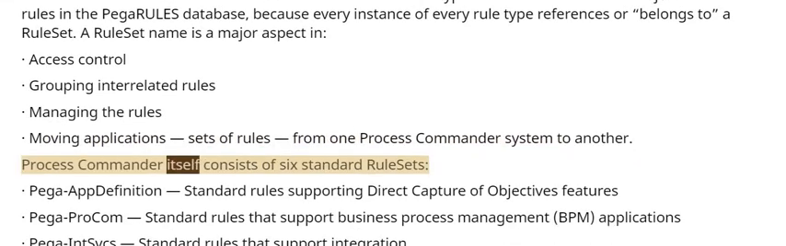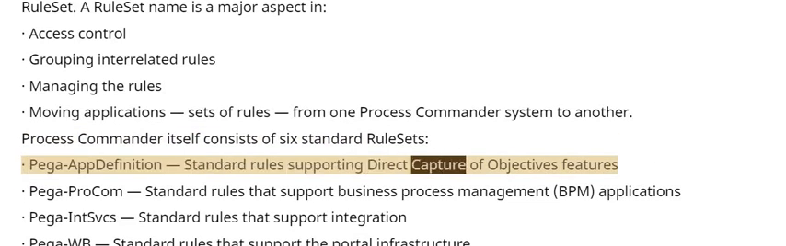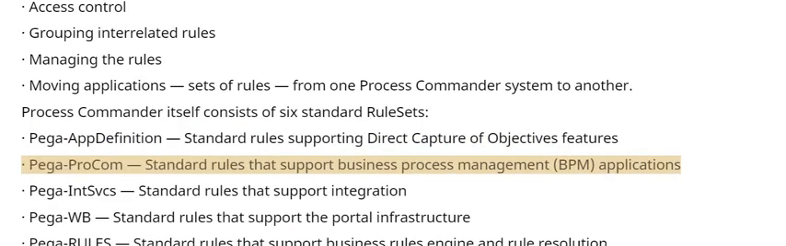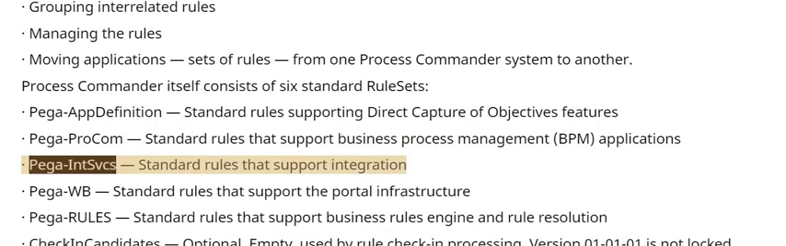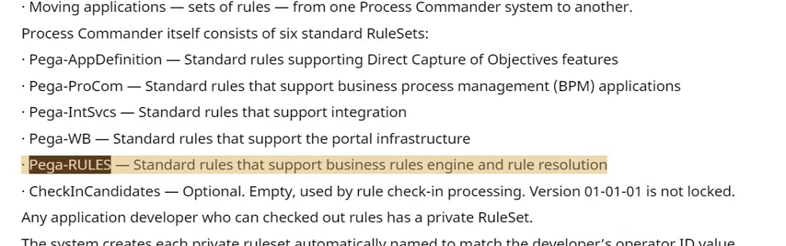Process commander itself consists of 6 standard rule sets. Pega definition, standard rules supporting direct capture of objectives features. Pega Procom, standard rules that support business process management, BPM, applications. Pega INSFX, standard rules that support integration. Pega WB, standard rules that support the portal infrastructure. Pega rules, standard rules that support business rules engine and rule resolution.